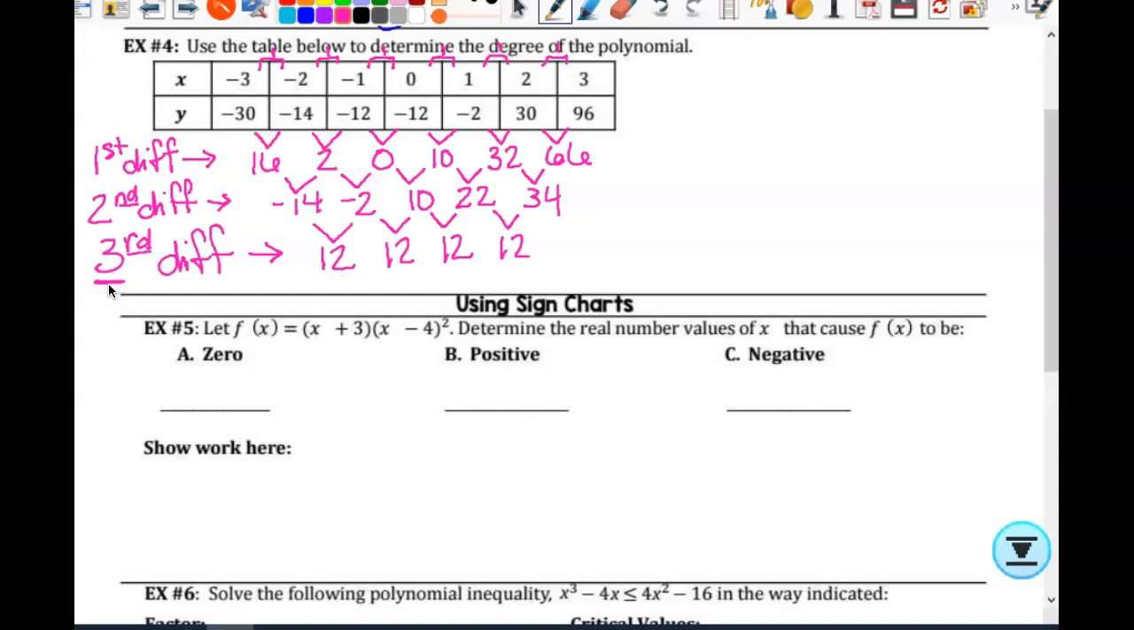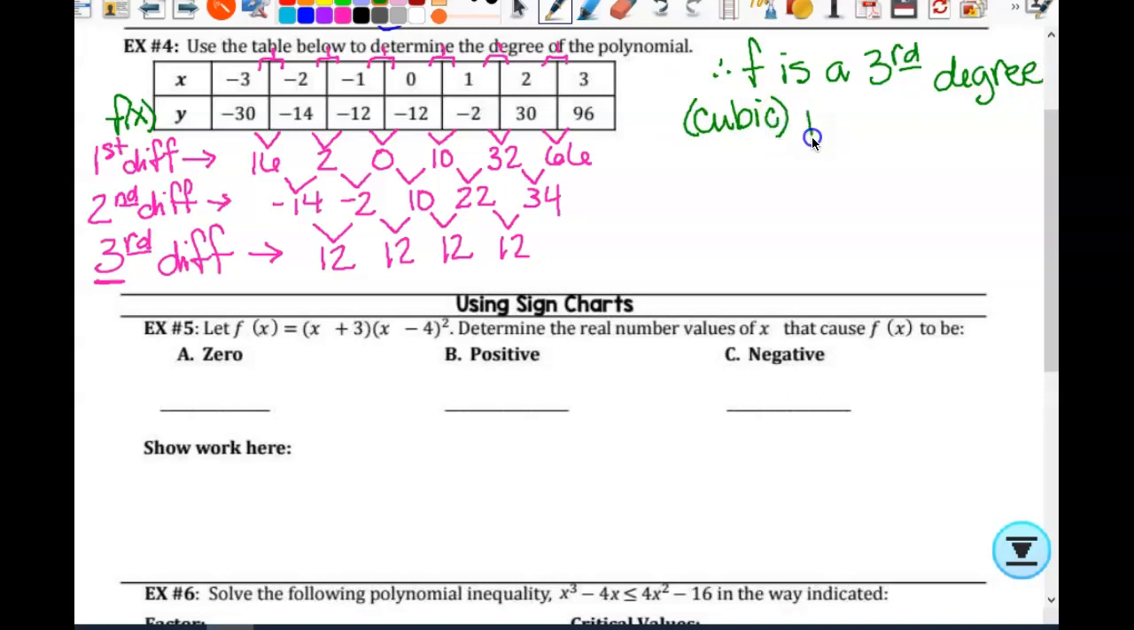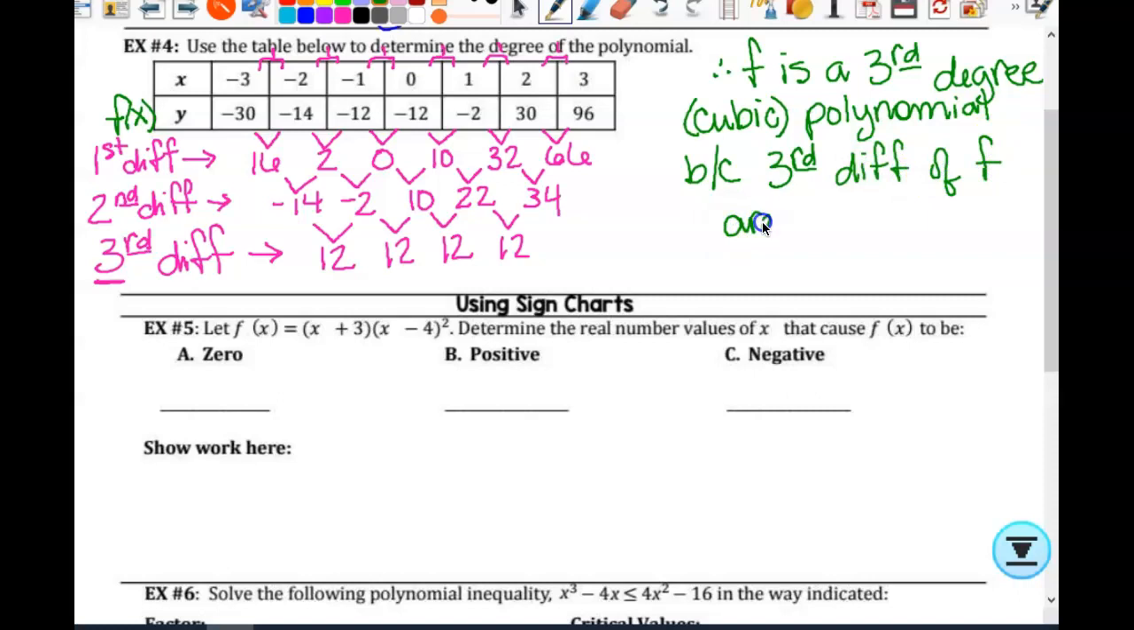Now, this really should be named, and it's not, so this says y. We're going to call it f so that we have a function to call it, because we need to make sure we name it. So then we can use our fancy therefore. Therefore, f is a third degree, and it is fine to say cubic, but I'm assuming you probably don't know all the names past that. Third degree or cubic polynomial because, and b/c is fine for because, third differences of f are constant.